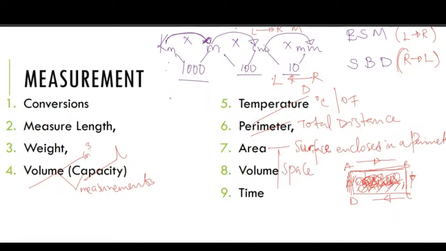Then volume, we said, is the space an object occupies, the space an object takes up. Then capacity, we said, is the amount that is carried. How much can this bottle carry? That amount, we call it the capacity. To which extent can this bottle carry?